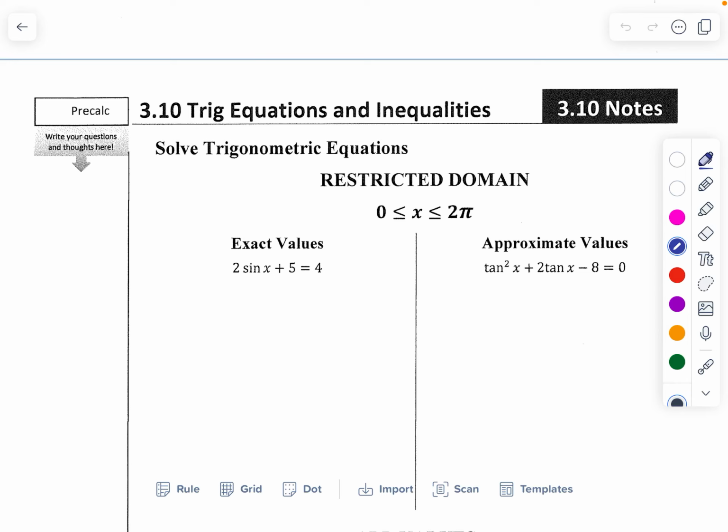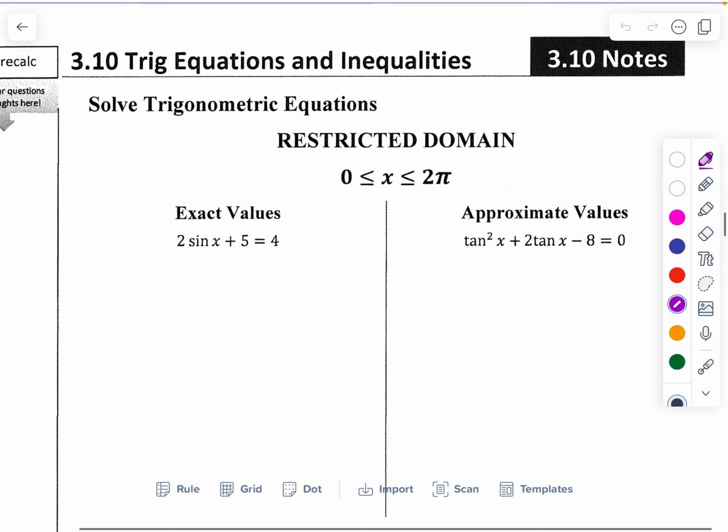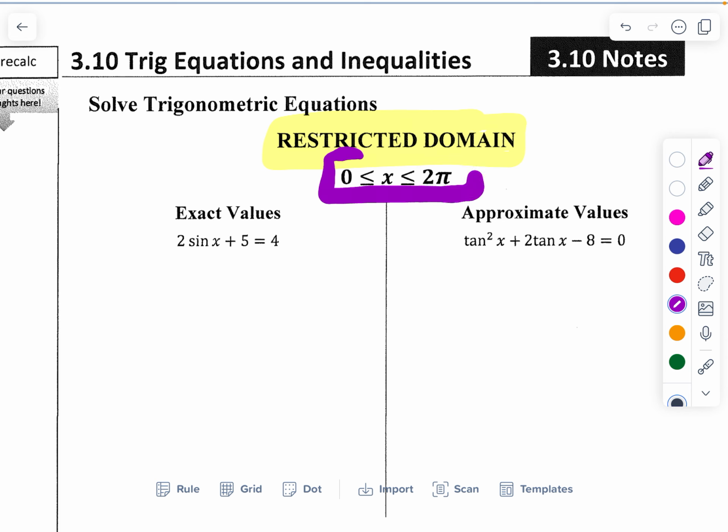Okay, let's talk about section 3.10, trig equations and inequalities. First thing I want you to know is that we're focusing on a restricted domain today. This is a case that you're going to need to be familiar with. This restricted domain means we're just going to be talking about values between 0 and 2 pi. So we're not talking about negatives and we're not talking about anything past 2 pi.